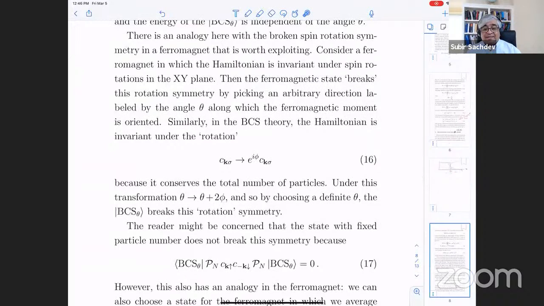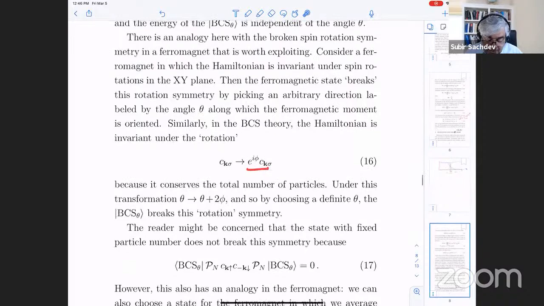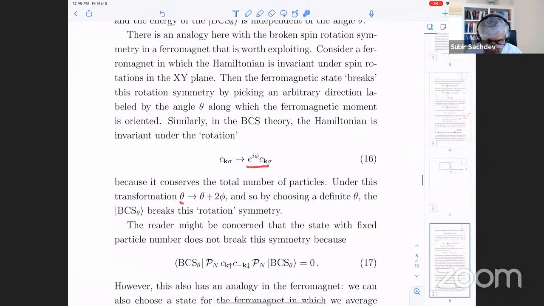So here we are ignoring the gauge field, but in the absence of the gauge field, the system has a global U(1) symmetry where it can rotate each electron operator by a phase factor e^{iφ}. If I make this transformation, the Hamiltonian won't change at all, provided φ is independent of k and σ. And when I make this transformation, you can see from here that the angle θ will also transform under this rotation. So there's a rotation symmetry, which is left over from the electromagnetic gauge symmetry.